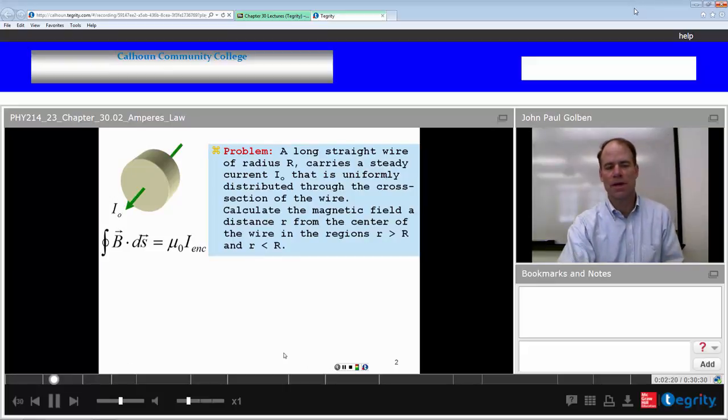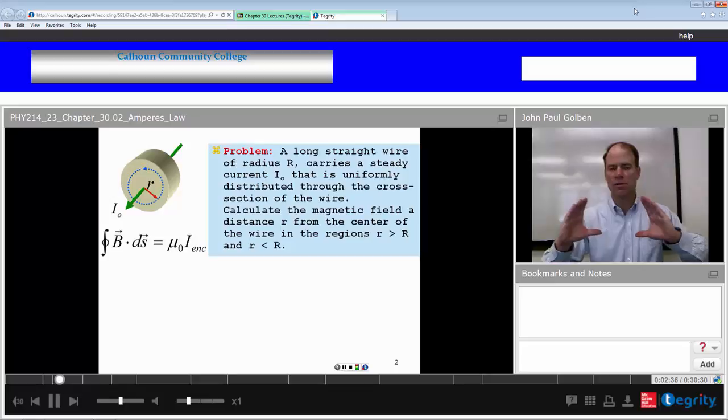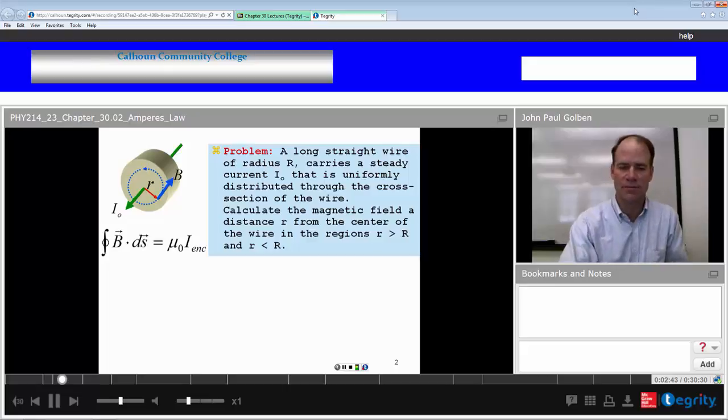So we have a current I naught going through this wire, and we're going to consider some radius smaller than the radius of the wire itself, and that is going to be our path, around that circumference of that circle of radius r. Hence, we're only going to include and enclose a fractional amount of the total current within that circle.